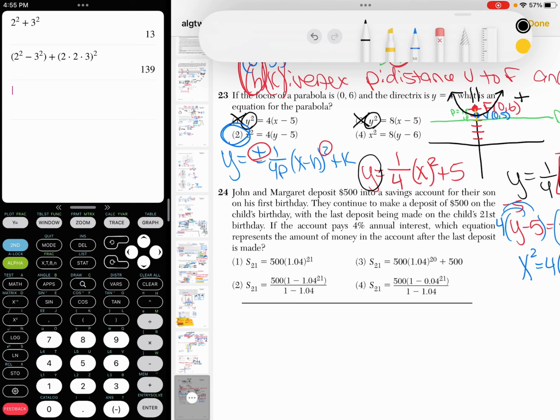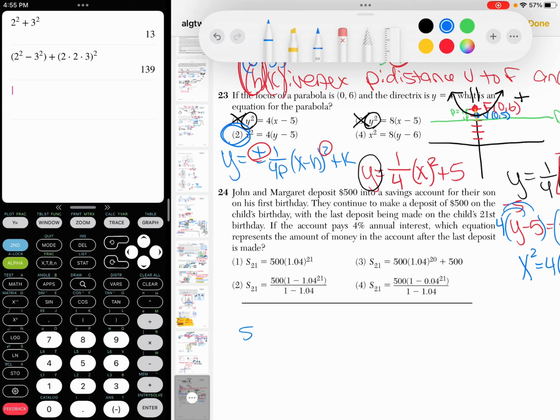If the account pays 4% annual interest, which equation represents the amount of money in the account after the last deposit is made? This is a tricky example. The reason this is such a tricky example is because of the wording in it. They are not just adding $500 to the account each time. It's kind of going to be like, so the first birthday is $500.